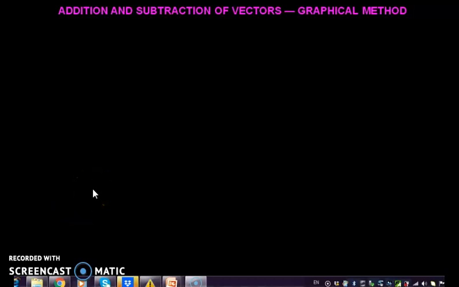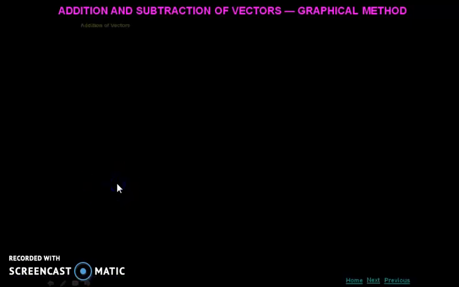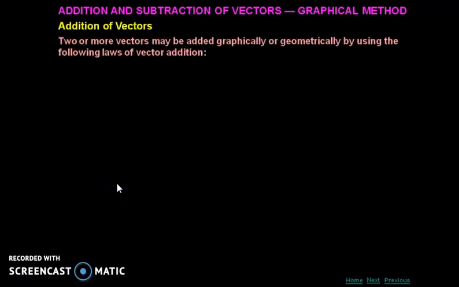Our today's topic is addition and subtraction of vectors through the graphical method. In this, we will see addition of vectors. First of all, we need at least two vectors to perform the addition of vectors. We can take more than two vectors.